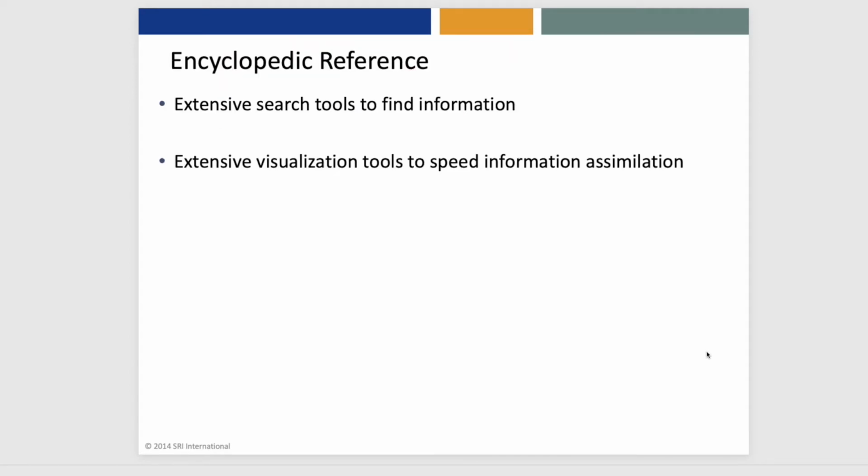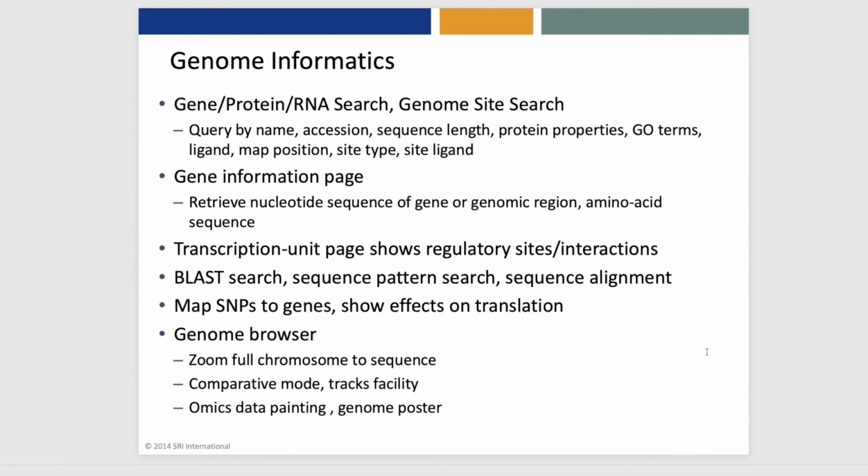Now, in the encyclopedic reference use case, BioCyc provides extensive search tools to help scientists find the information they're looking for and extensive visualization tools to speed the assimilation of the information that's found through these searches. BioCyc provides a variety of genome informatics tools, including gene, protein, and RNA search tools and genome site search tools. So the user can search for genes according to this large number of fields. There's a gene information page that lets the user retrieve the nucleotide sequence of a gene or genomic region or the amino acid sequence of the gene product.